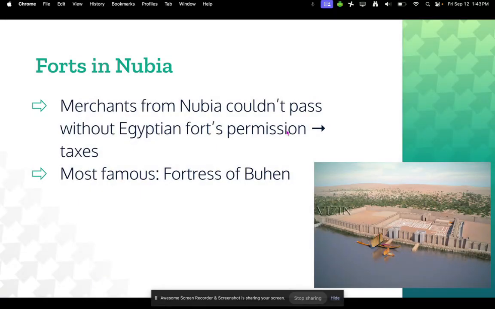So merchants from Nubia could not pass without the Egyptian fort's permission, meaning that any merchandise that came from Nubia into Egypt had to go through customs. It had to be taxed.